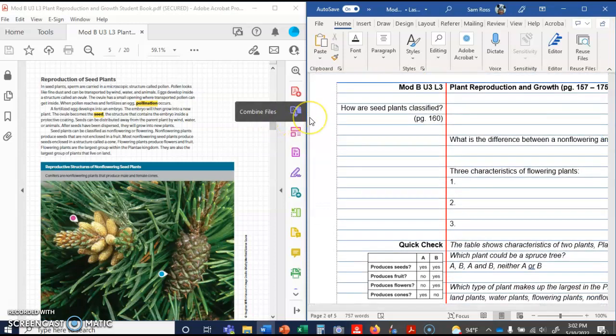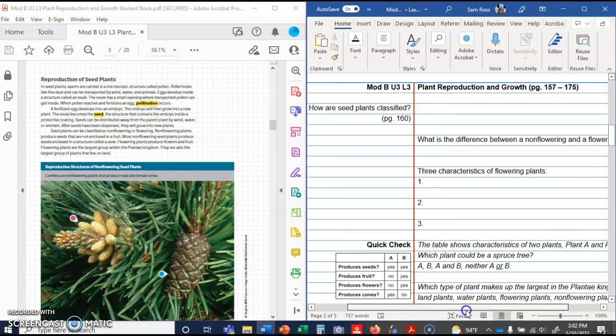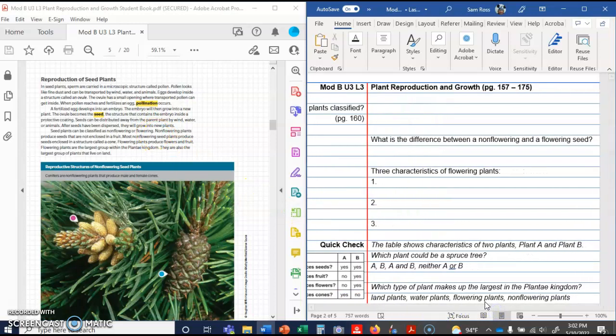And we are still on page 160. How are seed plants classified? Seed plants can be classified as non-flowering or flowering. What is the difference between a non-flowering and a flowering seed? Non-flowering plant seeds are not enclosed in fruit. Flowering plants produce flowers and fruit.